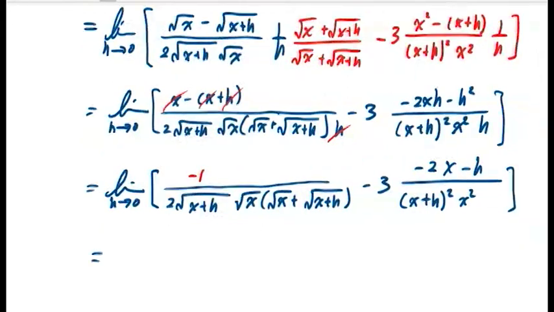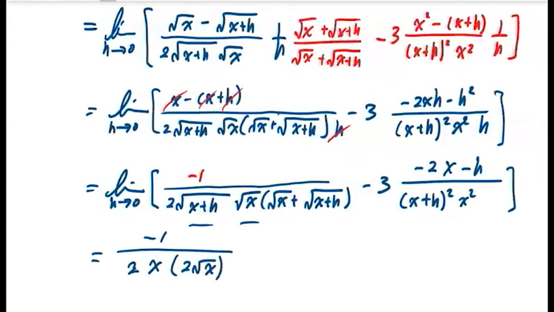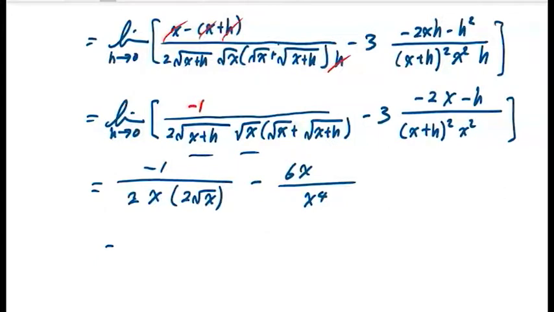Okay, now h dies. So when h dies, finally we get this. -1 over, this thing is 2 times x, right? This and this gives you x. And this thingy gives you 2 square root x. Okay, and then minus, and we get 6x, h died, and we have x to the 4th. You with me? One of the x cancels, so we have -1 over 4x root x minus 6 over x cubed.